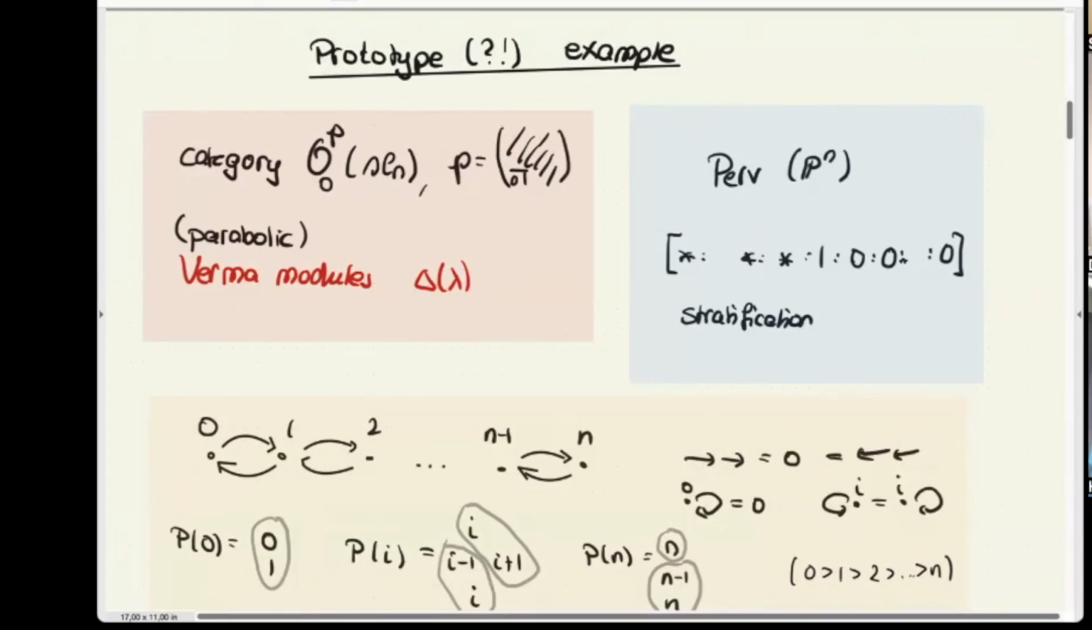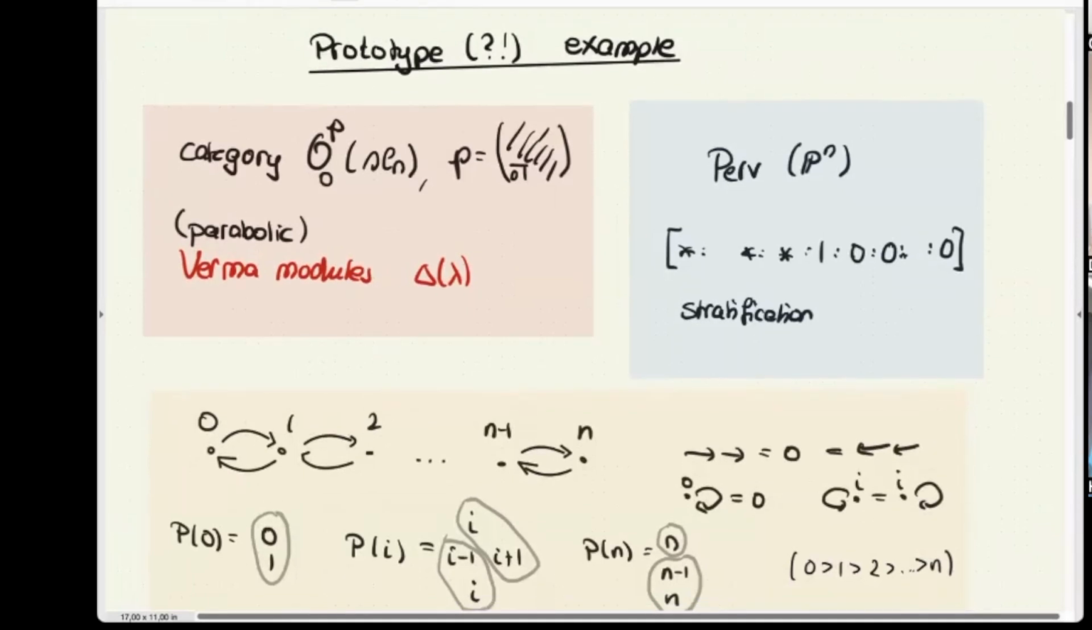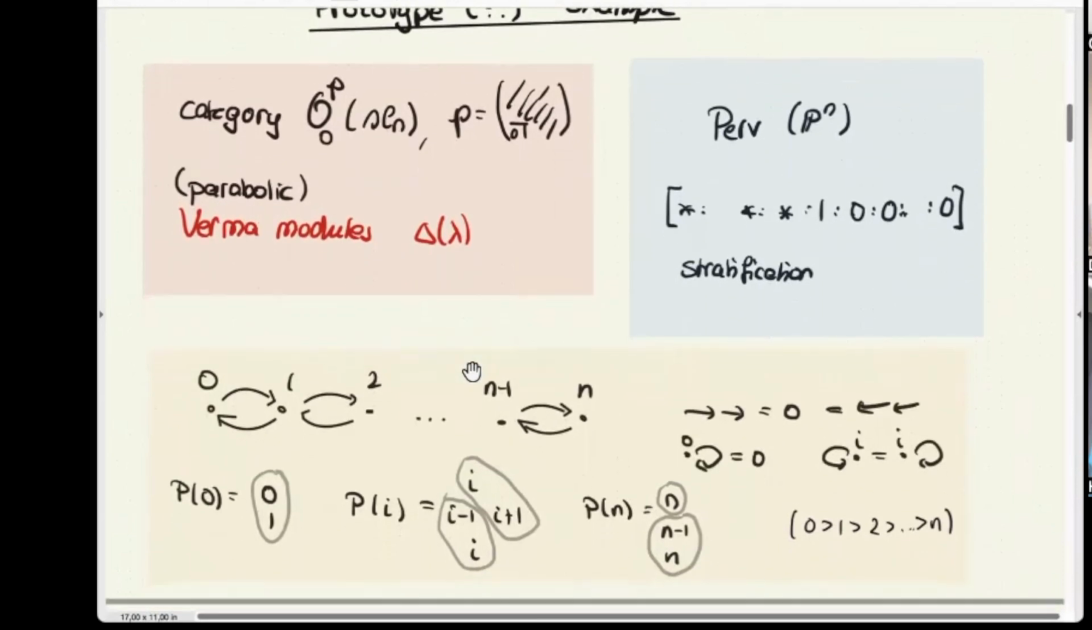P^n has a stratification. Each stratum is an affine space, and I drew here explicitly one of the strata by these stars. It's an affine space. If you want to have the algebraic description, you can think of modules over this preprojective algebra of this zigzag algebra quiver, which I drew below. And I put an end loop at the vertex 0. So going from 0 to 1 back to 0 is 0.